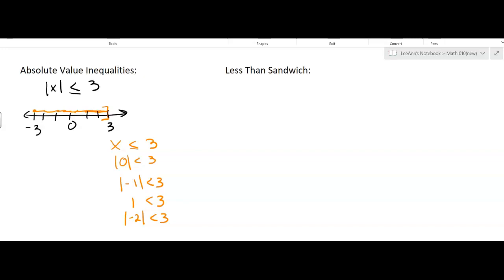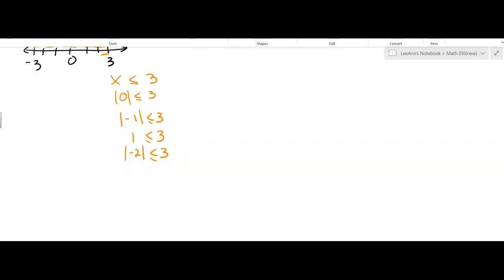Oh, we had equal to's. Dang it, I forgot to put the equal to in. Okay. So is the absolute value of -3 less than or equal to 3? The answer is yes. Okay, so we're all smiley faces, up to this point. 3 is less than or equal to 3. It's equal to, but yeah, we get to include that.